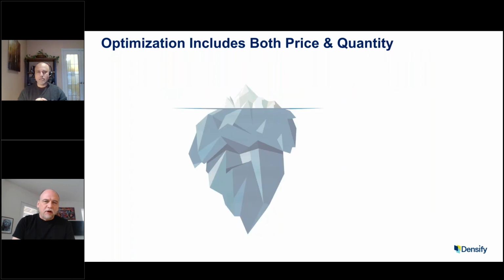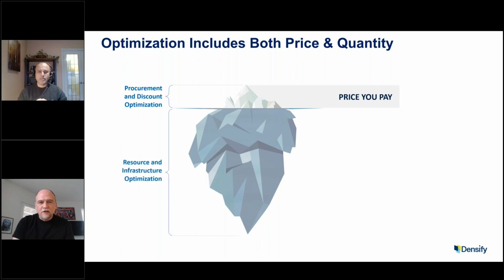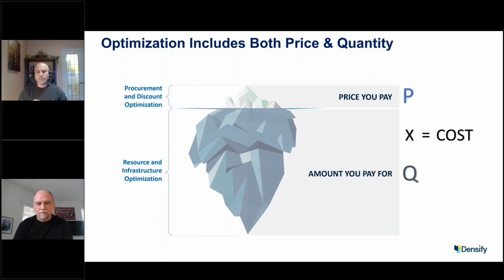One of the biggest business problems we see out there is cost. You can't really avoid it. You can get very expensive cloud bills if you're not careful. We like to view this as an iceberg where there are two components of the cost. One is how you buy: the procurement, the discount, working on getting a better price for what you're paying. And then, in our view, a bigger portion is what you're buying: the resources, the infrastructure, and optimizing them. Price times quantity is what cost is.